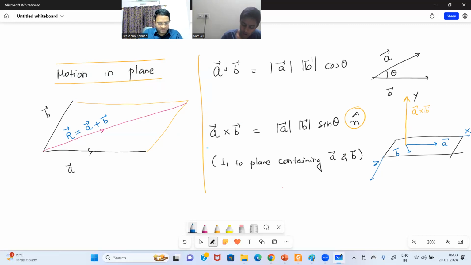For example, suppose this has a magnitude 3, this has magnitude 4. What is the resultant of A and B? You cannot say 7. It's not 3 plus 4, right? So there is a formula for that. The derivation is also important.